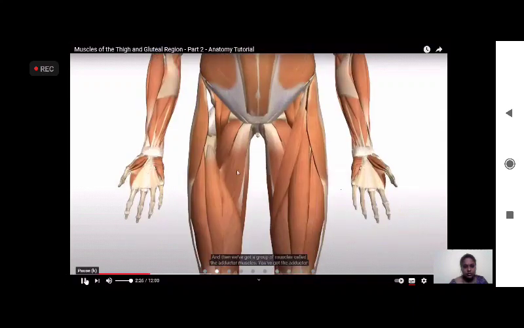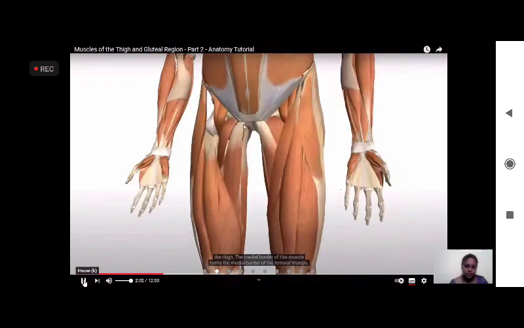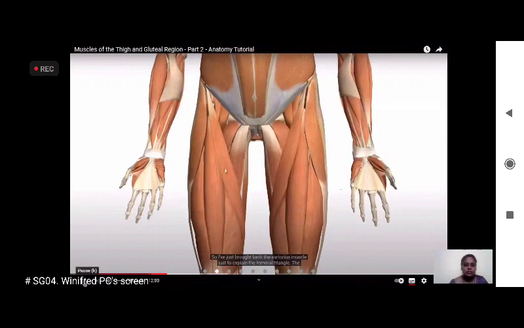And then we've got a group of muscles called the adductor muscles. So you've got the adductor longus, the adductor brevis and the adductor magnus. This is the most superficial of the adductor muscles, and this is called the adductor longus. So this muscle adducts and medially rotates the thigh, and the medial border of this muscle forms the medial border of the femoral triangle. So I've just brought back the sartorius muscle.